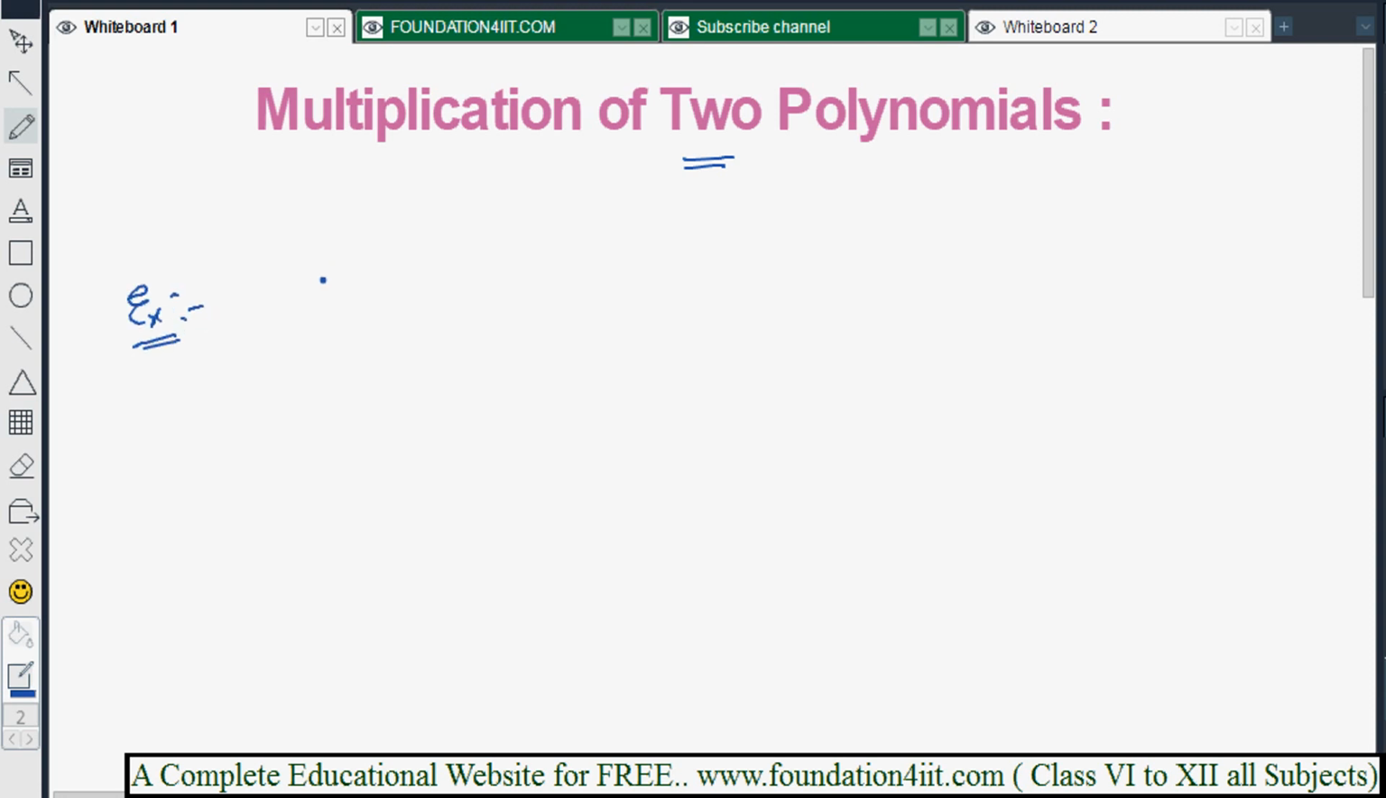So multiply 3x minus 5 plus 2x square. So this is a polynomial. I need to multiply this polynomial by 5x plus 3. Now this is multiplicand and multiplier. So the condition is, first we need to arrange the multiplicand in descending order of powers of x. Then multiplying we get. So 3x minus 5 plus 2x square.